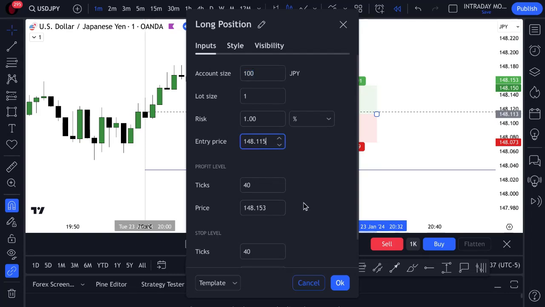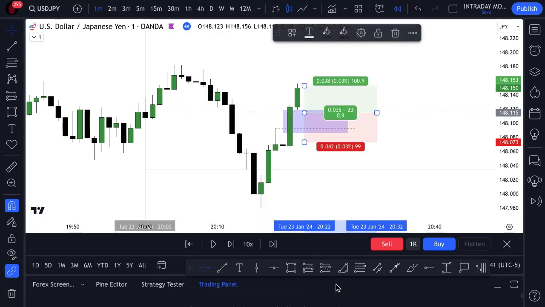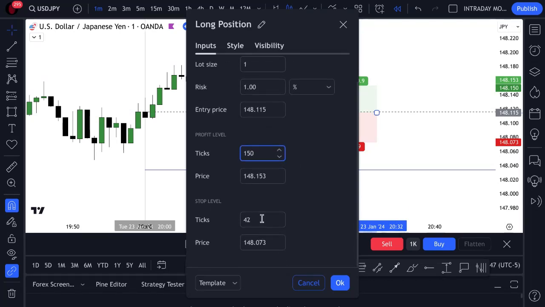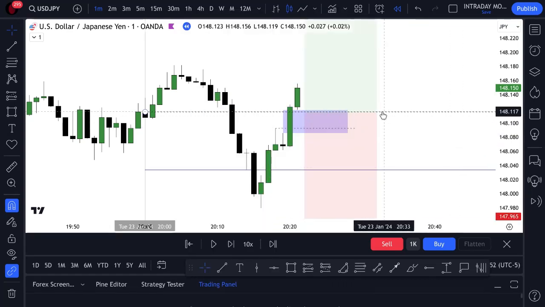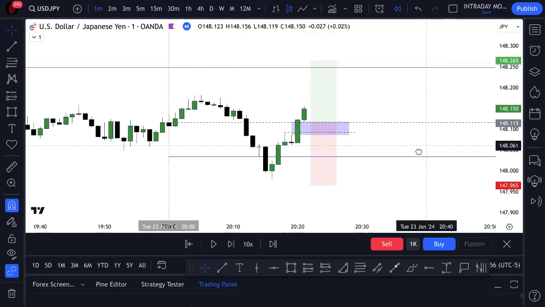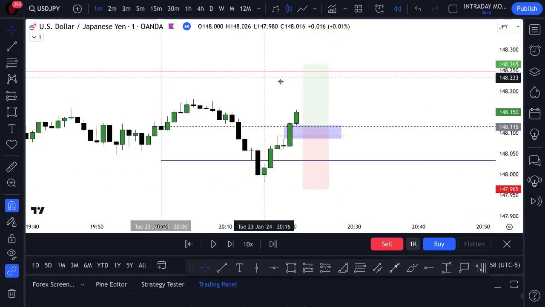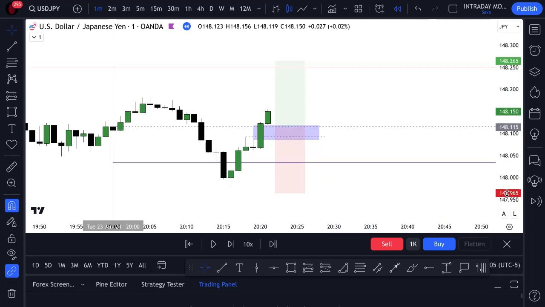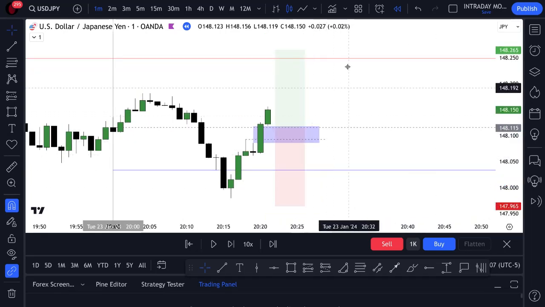So the open was 148.116. So then we're going to go 1 pip below that. And then we're going to be looking for a 15 pip TP and a 15 pip SL. So that's what it would look like. And we can also see that 15 pip TP is also within the range of a buy side liquidity pool. I like to see that. So it gives me even more confidence that I'm most likely going to hit my projection.